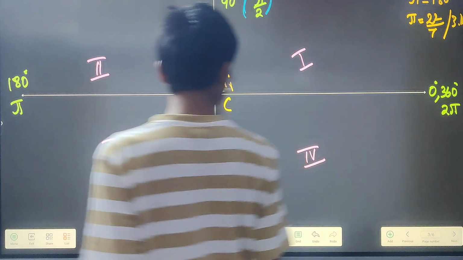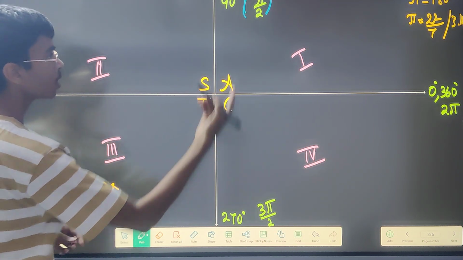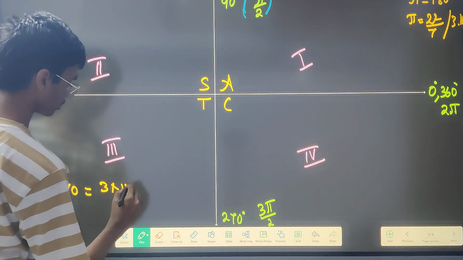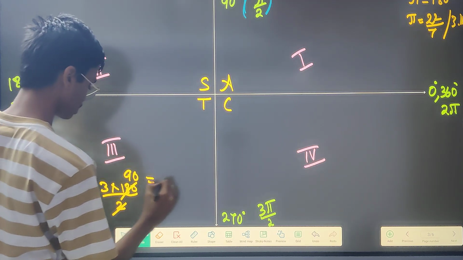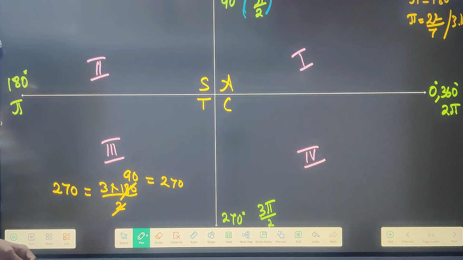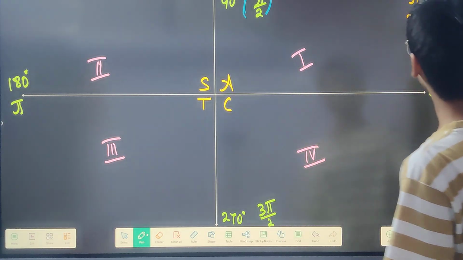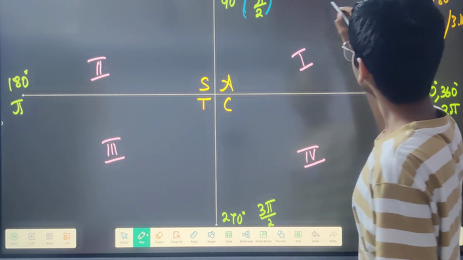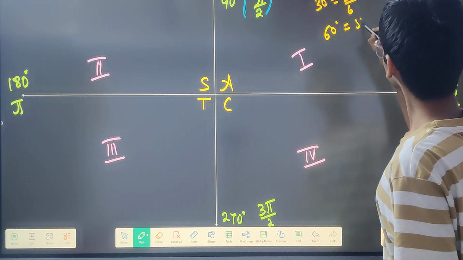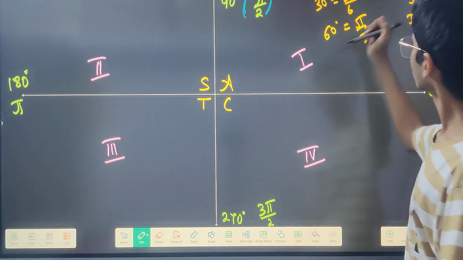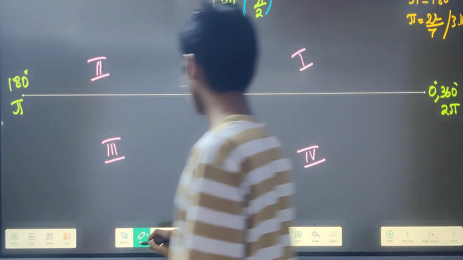For example, we can do 270 degrees now. So 270 degrees is equal to 3 into 180 by 2, which is 90, which is equal to 270. So you can check it like that. If you want to write them in terms of pi, for example, 30 degrees is pi by 6, and 60 degrees is going to be pi by 3. So pi is merely 180 degrees. There is no need for any confusion there.